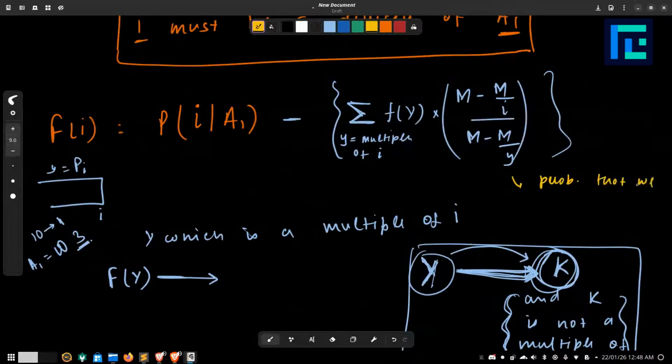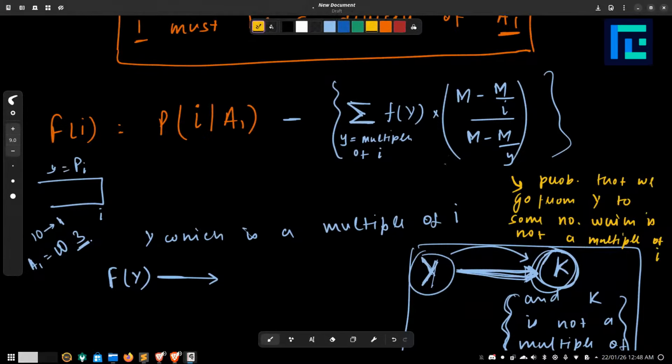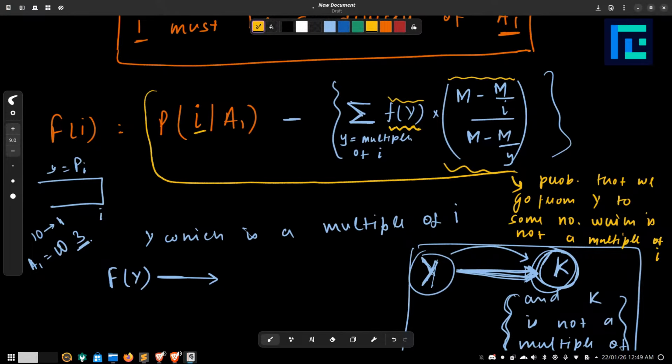So this is the probability that we go from y to some number which is not a multiple of i. And of course, this is the probability given that we have y as a prefix GCD. So if we have y as a prefix GCD, this is the probability that we will now not have i as a prefix GCD, and this will be the final probability that i is an element in the prefix GCD.